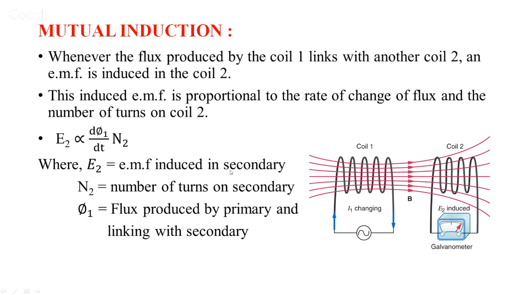So here you must pay attention to the subscripting here. So E2 refers to the secondary or coil 2. Phi 1 here means flux set up in the primary. N2, 2 represents the number of turns on the secondary. So d phi by dt is nothing but rate of change of flux. d by dt of phi is the flux. So d phi by dt is nothing but rate of change of flux.